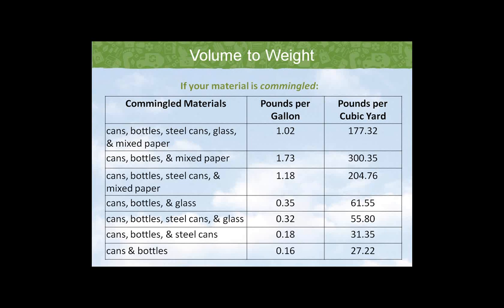If you collect multiple materials or a mix of material in a single container, this is called commingled. This table, which can be found on the recyclable website as part of the volume to weight fact sheet, provides conversions for different combinations of material. And depending upon your container, you'll want to use either the conversions for pounds per gallon or pounds per cubic yard. Of course, if you have a 35-gallon recycling bin, you'll use the pounds per gallon conversion factor. But if you have a 6 cubic yard dumpster, you'll want to use the pounds per cubic yard conversion factor.